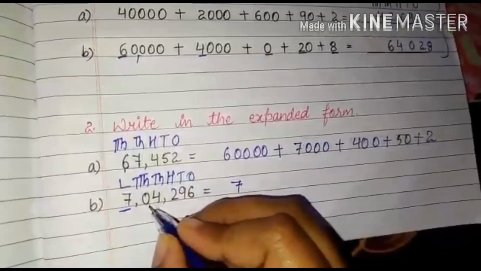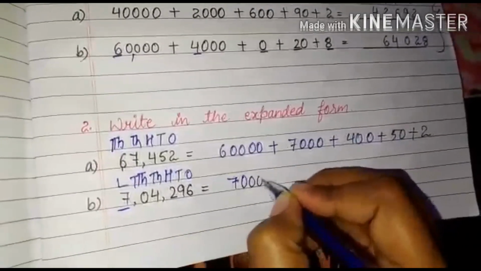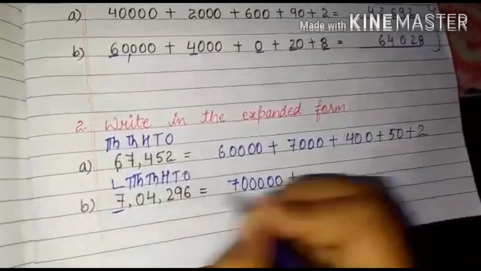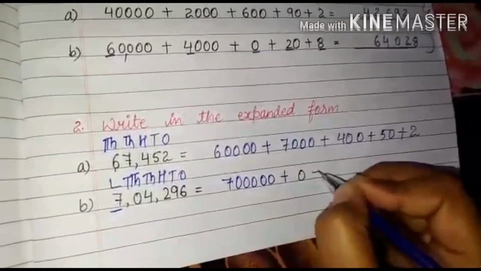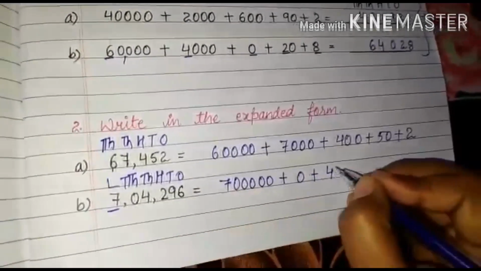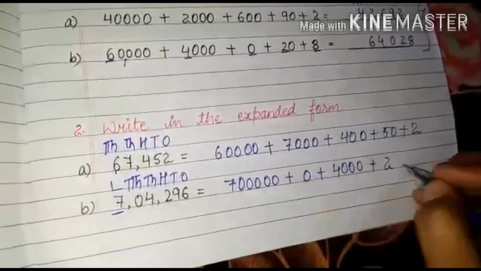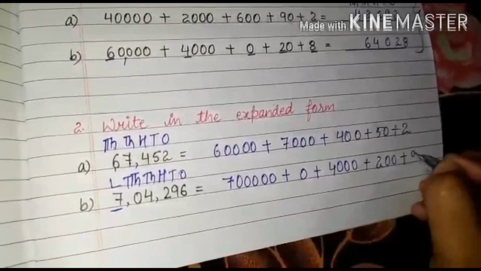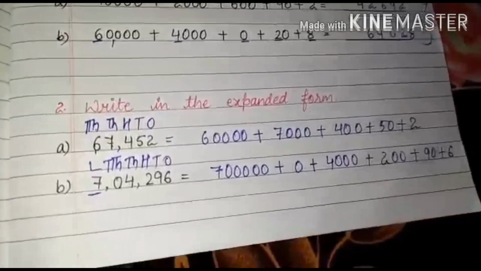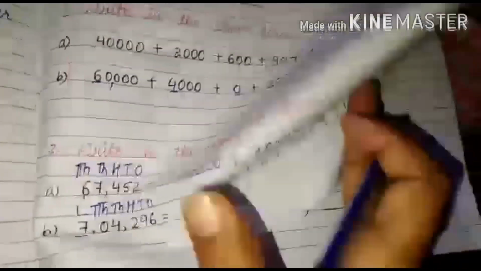How many digits are left behind it? 1, 2, 3, 4, 5. So write 5 zeros. Plus 0 is there, just write 0. Plus 4. So after 4, how many digits are there? 3 digits. So write 3 zeros here. Then 2. After 2, how many digits are there? 2. Then 90. Then 6. It is the easiest method to write any kind of number in the expanded form.